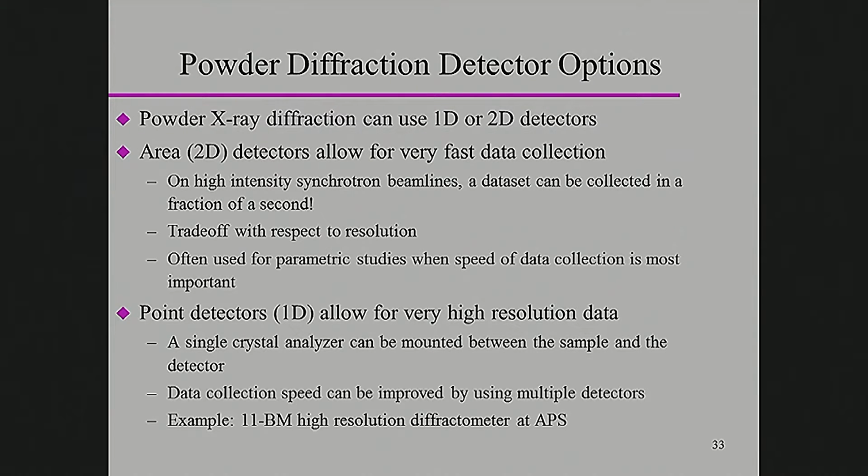Point detectors allow for very high-resolution data. Ideally, you have a single crystal analyzer mounted between your sample and the detector. That's the setup that 11-BM uses to give you really high-resolution data. They actually use a set of 12 detectors to improve collection speed. But in that case, it takes about an hour to get really good quality data.